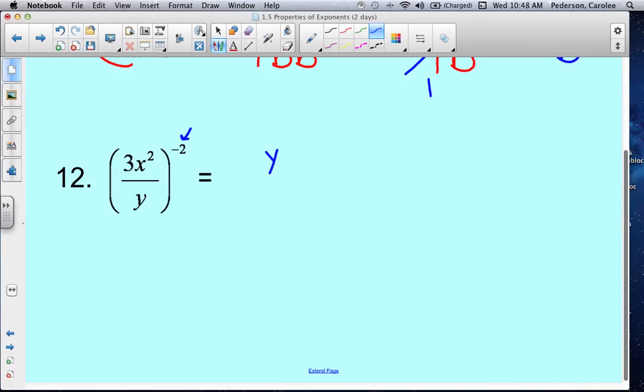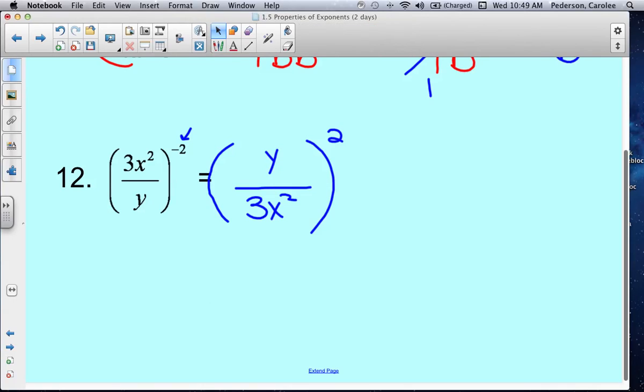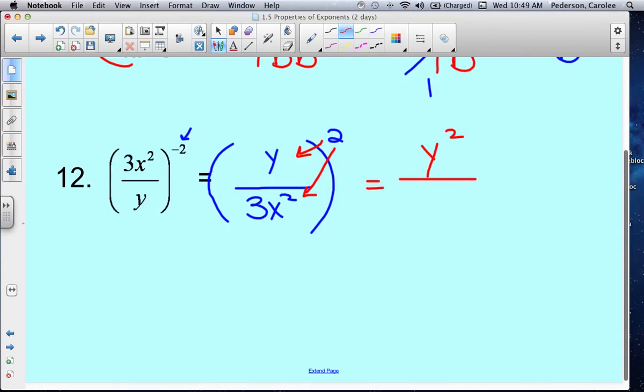So this y now becomes the numerator. The 3x squared now becomes the denominator. And now you have a positive 2 power that now you can distribute. So we distribute it into this fraction and then that fraction. So it's y squared over 3x squared squared.